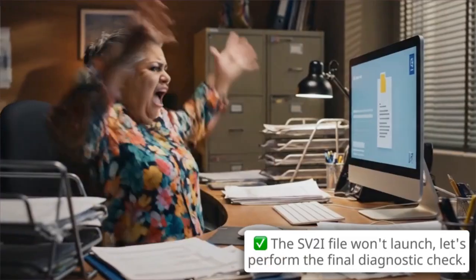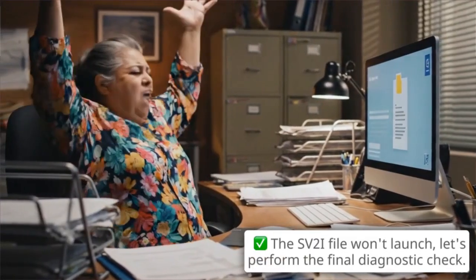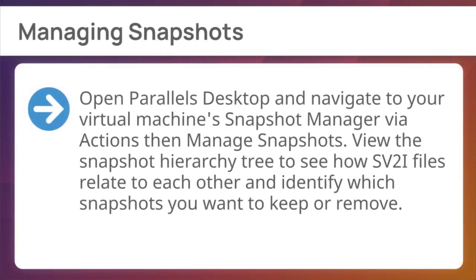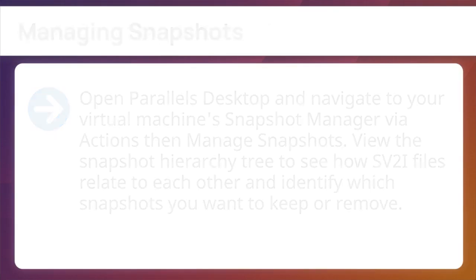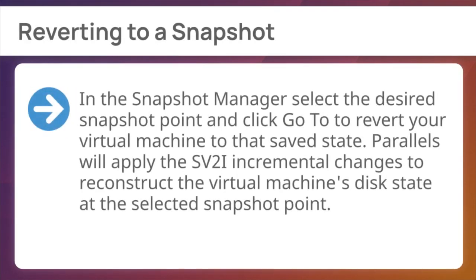Let's ensure we have all the correct fundamental details checked off on our list. First, managing snapshots. Open Parallels Desktop and navigate to your virtual machine snapshot manager via Actions, then Manage Snapshots. View the snapshot hierarchy tree to see how SV2I files relate to each other and identify which snapshots you want to keep or remove. Next, reverting to a snapshot.